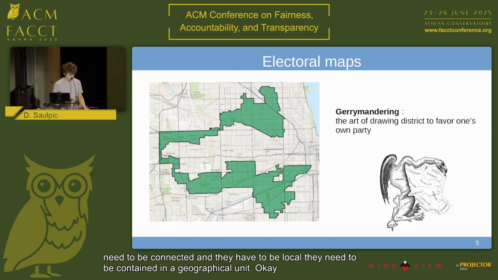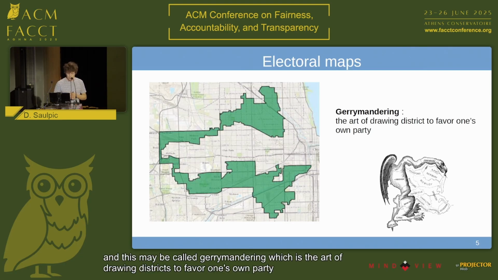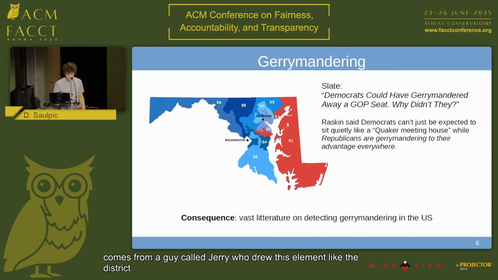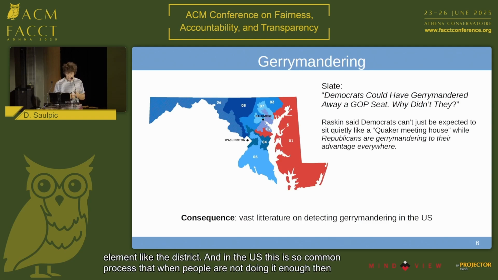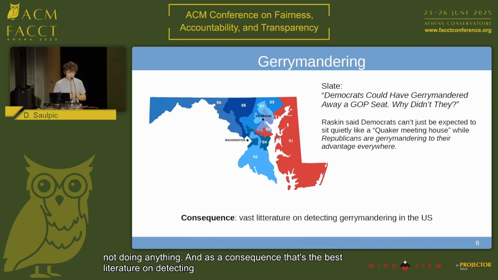Okay, so this is not in France, this is in the US, but does this look like a reasonable district? No, and this may be called gerrymandering, which is the art of drawing districts to favor one's own party. The name comes from a guy called Jerry who drew this salamander-like district. And in the US, this is such a common process that when people are not doing it enough, a newspaper like Slate complains that Democrats are not doing it enough. As a consequence, there's a vast literature on detecting gerrymandering in the US.